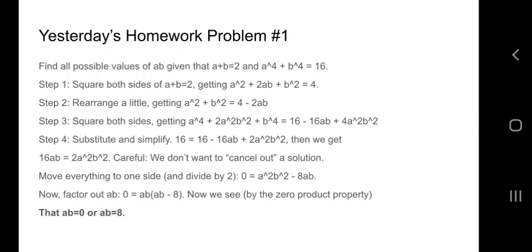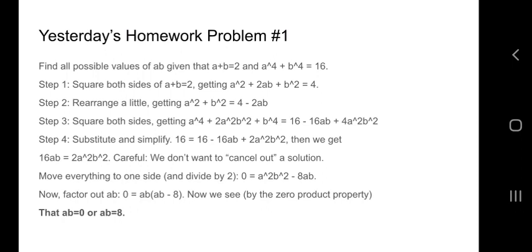So to figure out what AB is, we have 0 equal to AB times (AB minus 8). Either AB is equal to 0 or AB minus 8 is equal to 0, or in other words, AB is equal to 8. So those are the two possibilities, and those are the two possible values of AB.